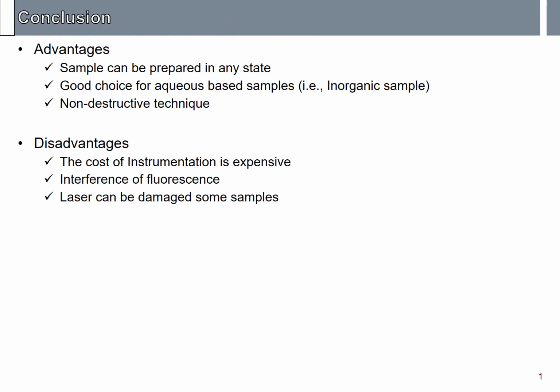So, a simple conclusion of Raman spectroscopy. Raman spectroscopy has pros and cons like other instruments. First, about the advantages: Raman spectroscopy can use any type of sample. It means you can prepare it in the gas phase, solid phase, or even liquid phase. It is also a good choice for aqueous-based samples, like inorganic samples. And it is a non-destructive technique, so it will not destroy your samples.